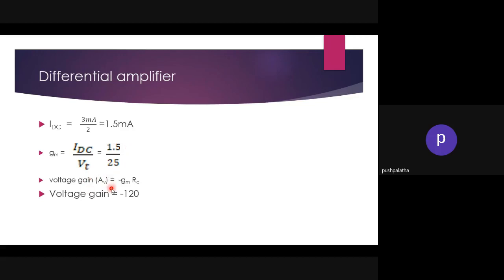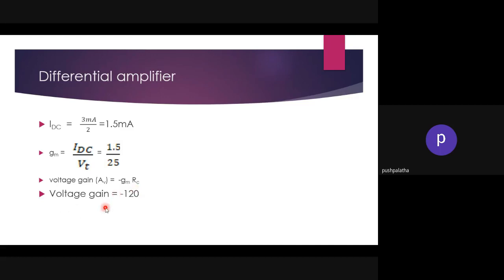Now your voltage gain is what? Minus GM into RC if we use a BJT. In case I am using a FET, it is minus GM into RD, and one more term is RL, that is the RL over RD combination, that you should remember. So the gain is minus GM into RC for a common emitter, and for a FET amplifier it is minus GM into RD. If we don't have a drain resistance, we can directly write minus GM into RD.